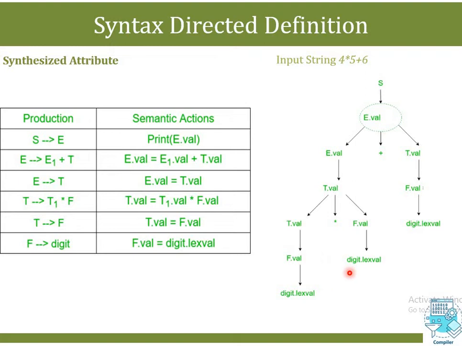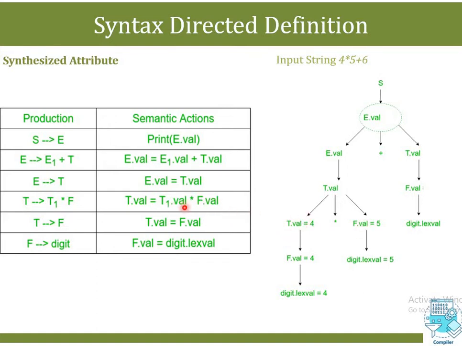So now F dot val will be 4. Next, now that you know the value of F dot val, it can be assigned to T dot val. That is what happened next. Now similarly, you want to know the value of F dot val here on the right side. For that you go to digit dot lex val. In our case, it will be 5. So F dot val will be 5. Now you know the value of T dot val and also F dot val.